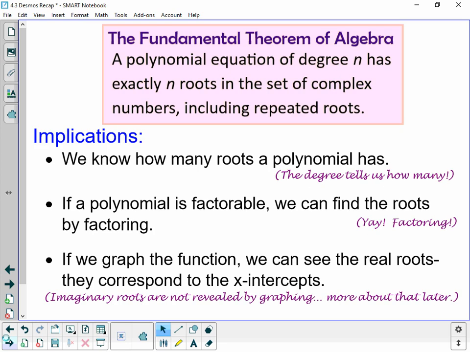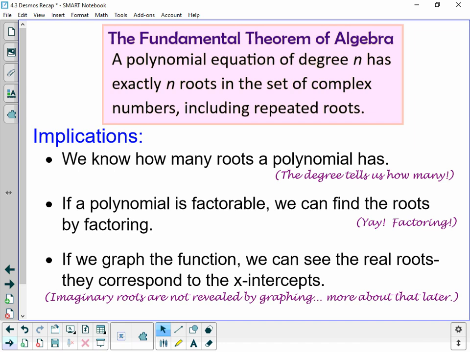So the fundamental theorem of algebra guarantees us that if a polynomial equation has degree n, it has n roots in the set of complex numbers, but some of those roots can be repeated roots. So the implications of this are that when we see a polynomial, we know exactly how many roots it has, and that's the same as the degree. The degree tells us how many roots. Some of those roots will be real, but others of them will be complex numbers or numbers that have an imaginary part. If a polynomial is factorable, you can find the real roots by factoring it.